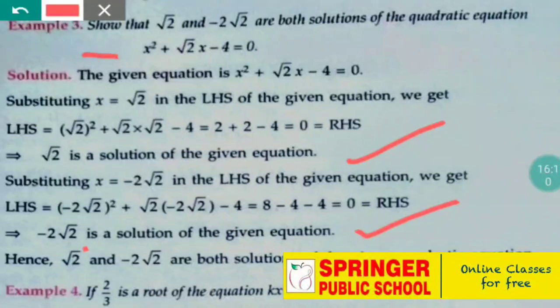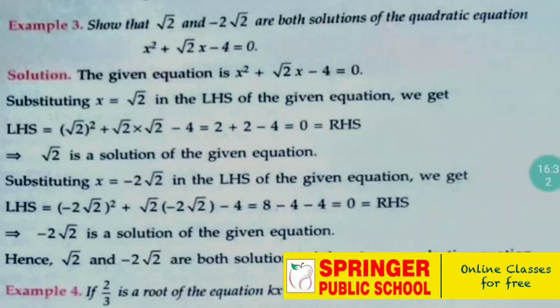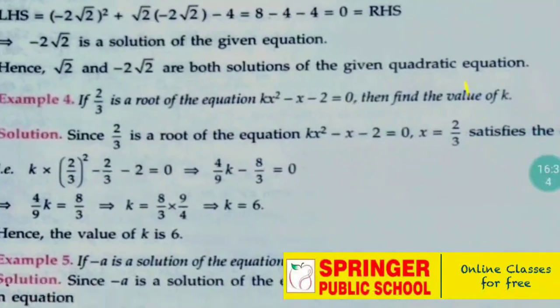So students, what we have to do, simply we have to put the values that are being given in the question in place of x, and we have to see whether the LHS becomes equal to 0 or not. If it becomes equal to 0, it is the solution of the given quadratic equation. If it does not become equal to 0, it is not the solution of the given equation. Fine. Let us move on to the next question.